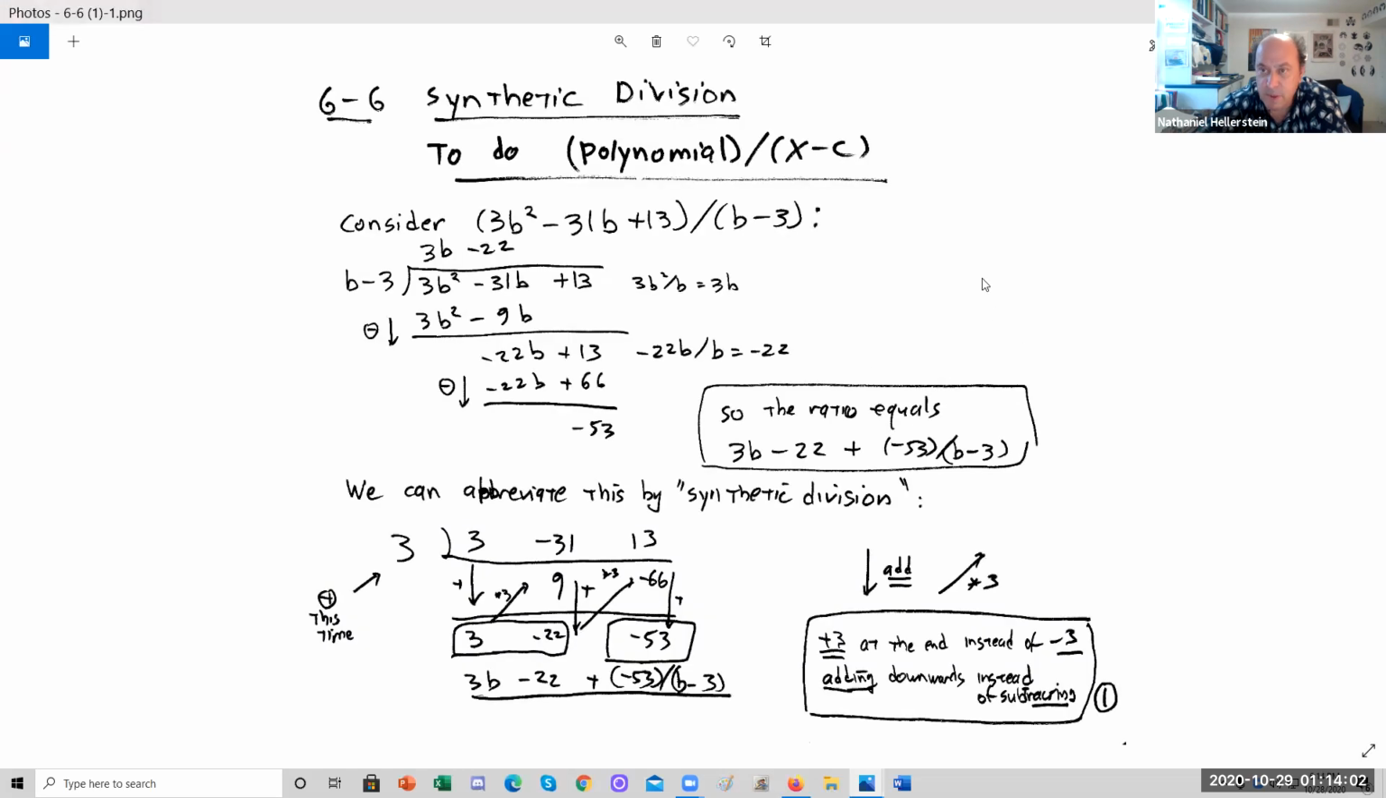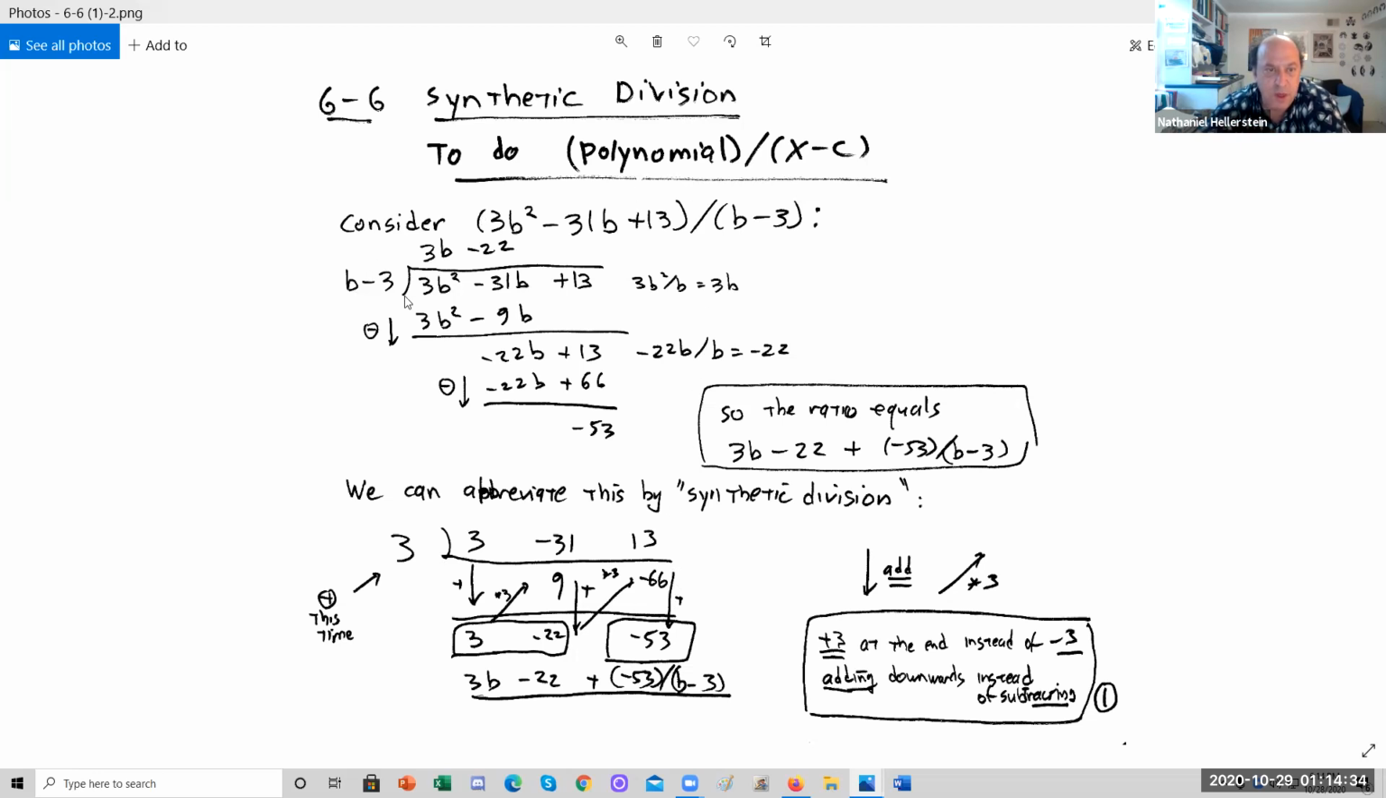Okay, synthetic division is specific for dividing a polynomial by x minus c. The reason why is it turns out this is useful for evaluating a polynomial at c. So let's start off with dividing 3b squared minus 31b plus 13 by b minus 3. It goes through this process, and we'll abbreviate this by a process called synthetic division, which is pretty much the same, only some signs are flipped.